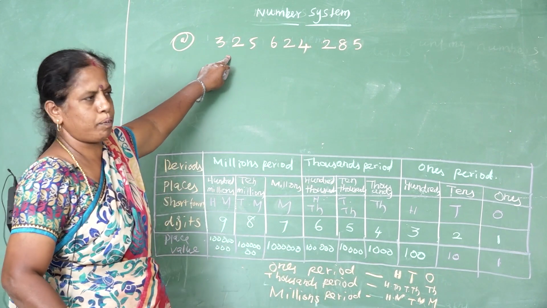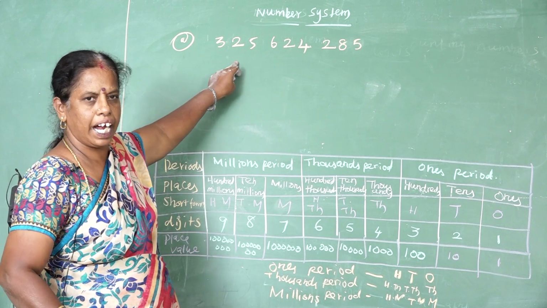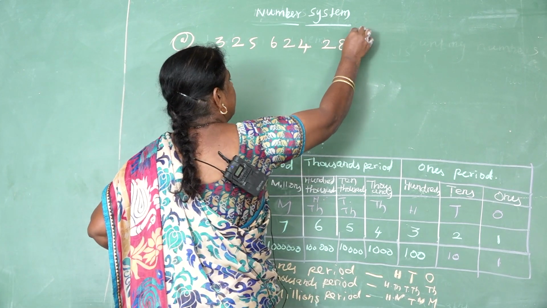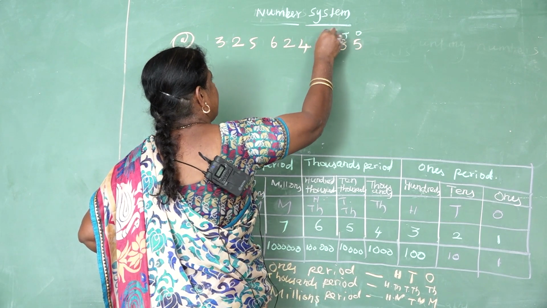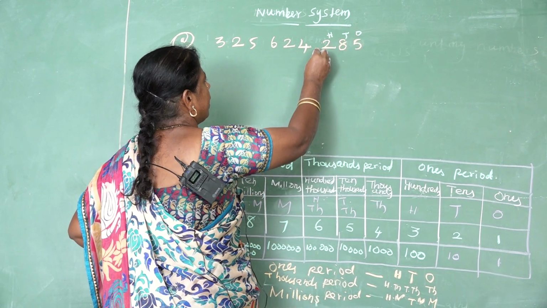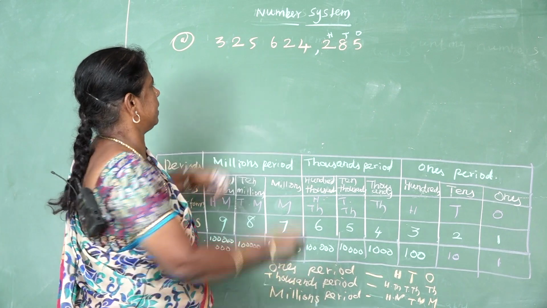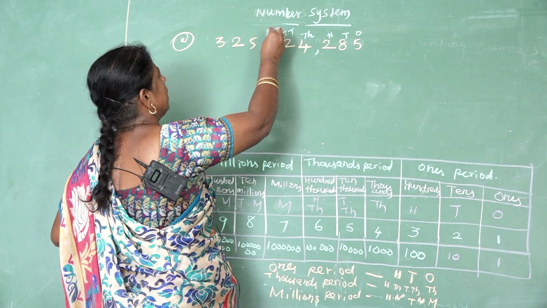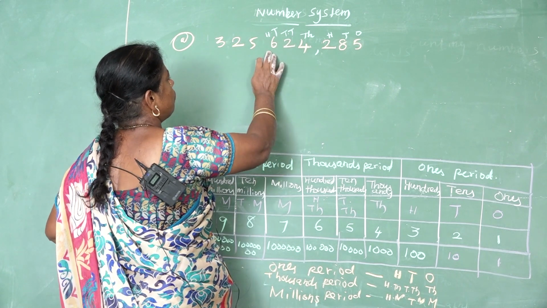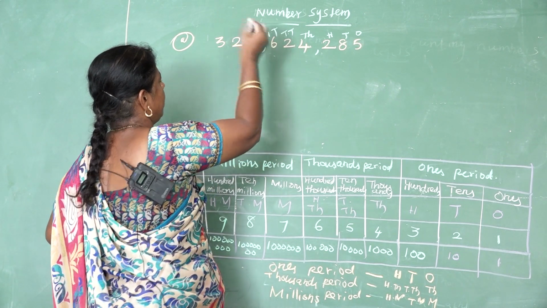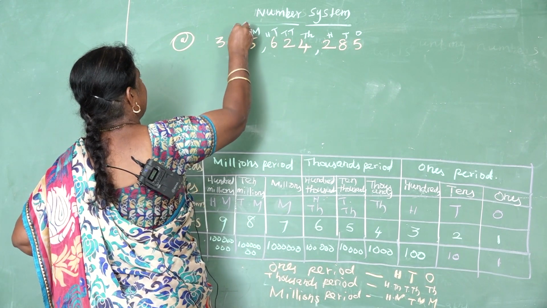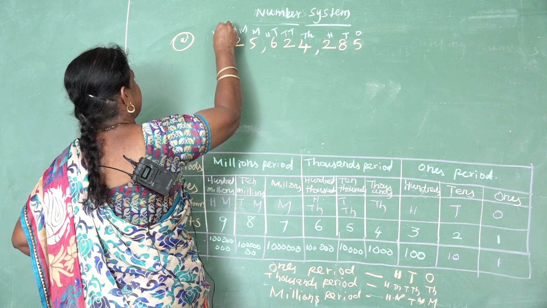So I give some number. First you have to write the place value. So ones, tens, hundreds. Before the ones period we put a comma. Next, thousands, 10,000s, 100,000s. Before the thousand period we put a comma. Next, millions, 10 millions, 100 millions.